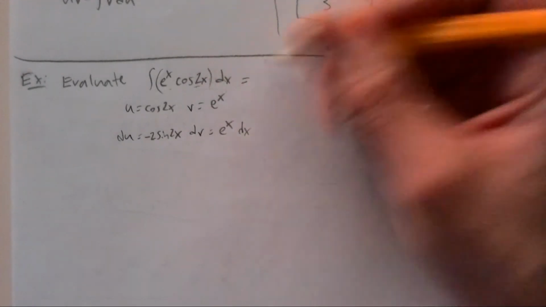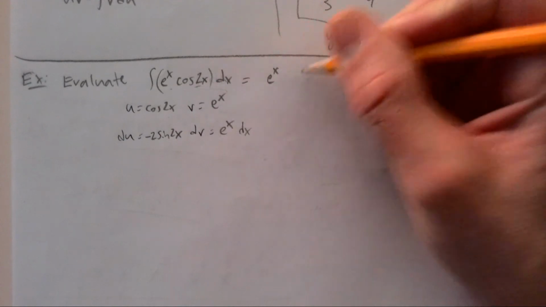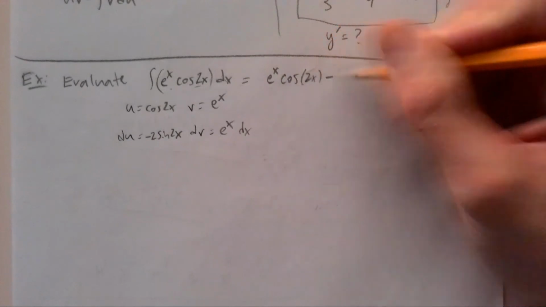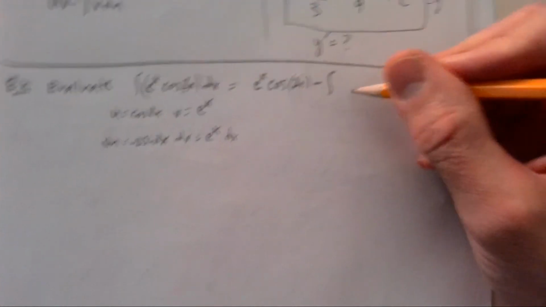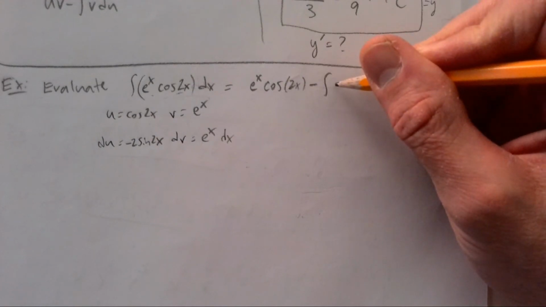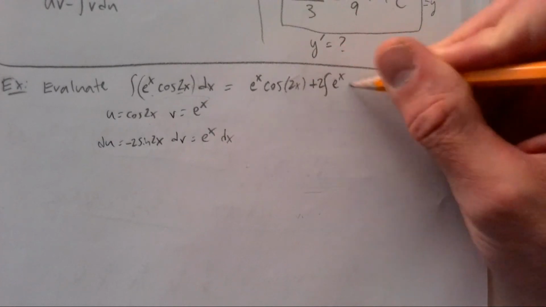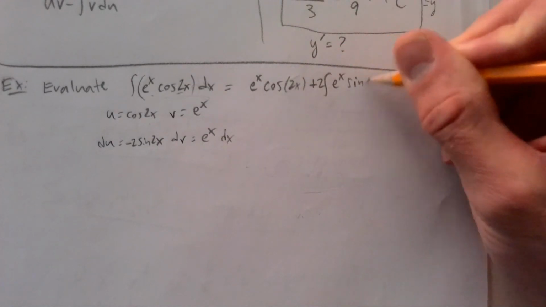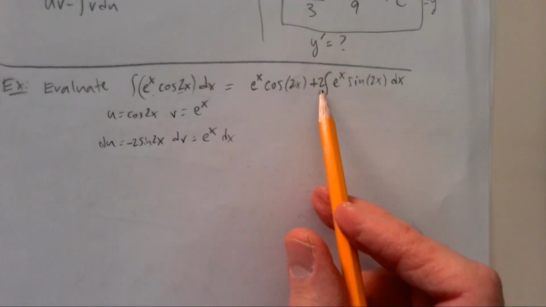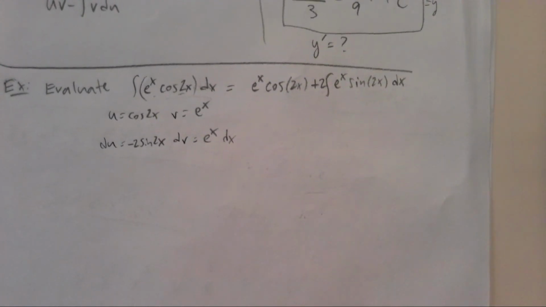That's going to be u times v, or v times u, doesn't matter, minus the integral of v du. Okay, so that's going to be plus 2 e to the x sine of 2x dx. I just factored the negative 2 out and then changed the order. You don't have to do that, it just makes things a little simpler.